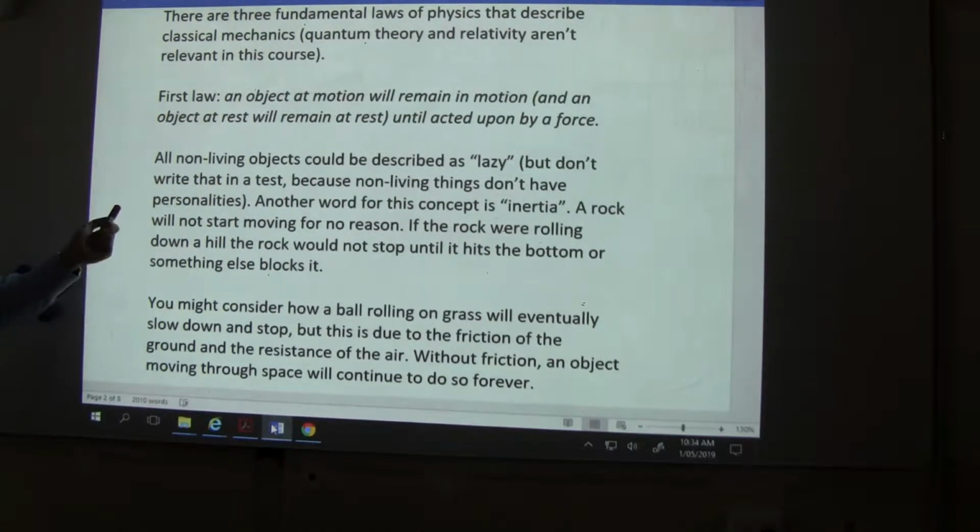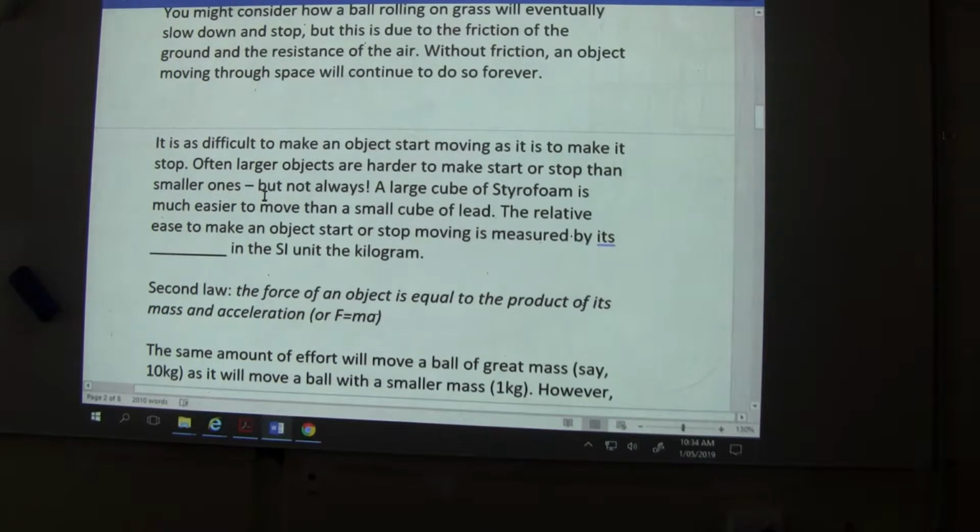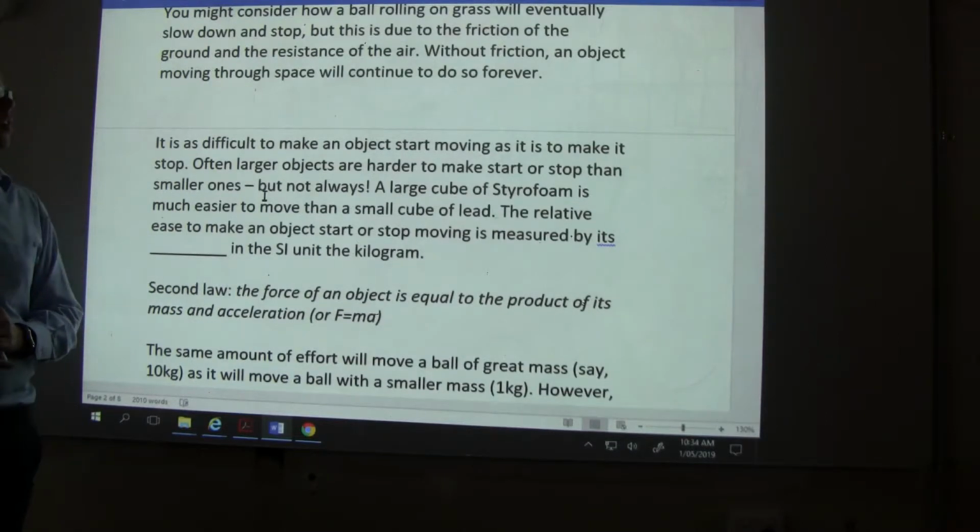A rock will not start moving for no reason. If the rock were rolling down a hill, the rock would not stop until it hits the bottom or something else blocks it. You might consider a ball rolling on glass will eventually slow down and stop, but this is due to friction of the ground and the resistance of the air. Without friction, which includes wind resistance, an object moving through space will continue to do so forever. So if you were to throw a rock and it gets into space, it will continue to move forever until it gets sucked into the gravity of a star or something else acts upon it.